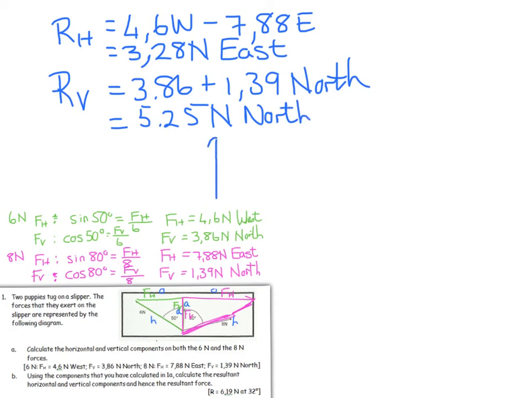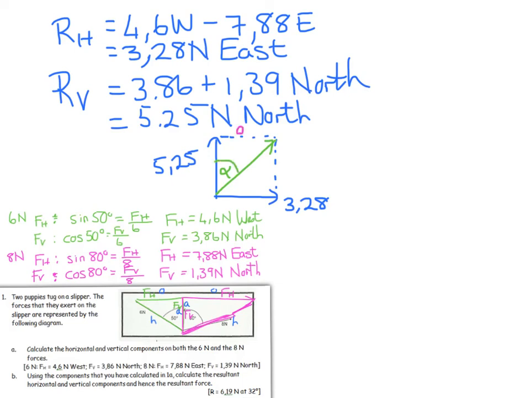I have got 5,25 newtons going to the north. I have got 3,28 newtons going to the east. Complete a parallelogram and determine the resultant. I'm also interested in some sort of an angle. I'm going to choose the angle that would be on a bearing. That's the most convenient angle to use.